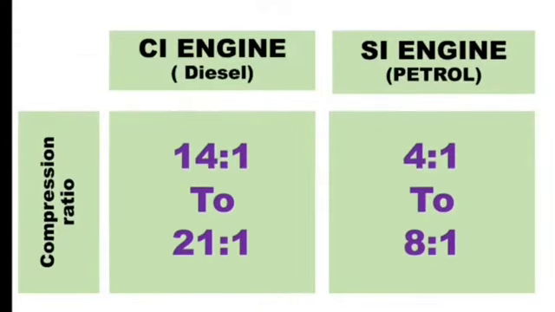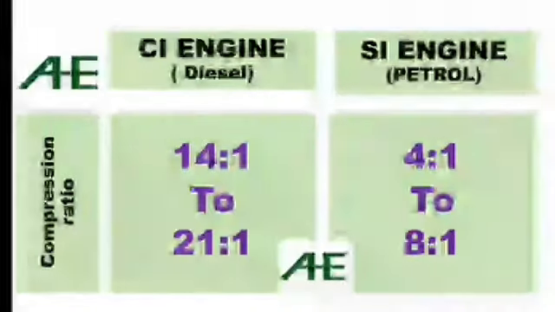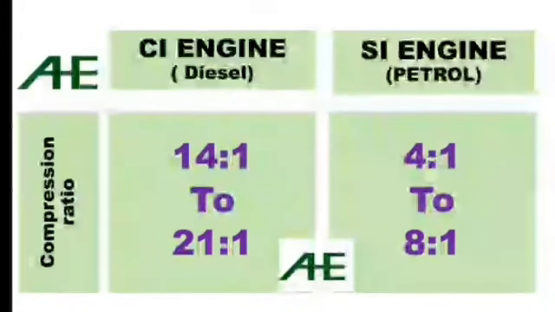Again, this is a most important parameter, compression ratio in the compression stroke. In a diesel engine or CI engine the compression ratio is kept between 14:1 to 21:1, whereas in an SI engine or petrol engine the compression ratio is kept at 4:1 to 8:1.